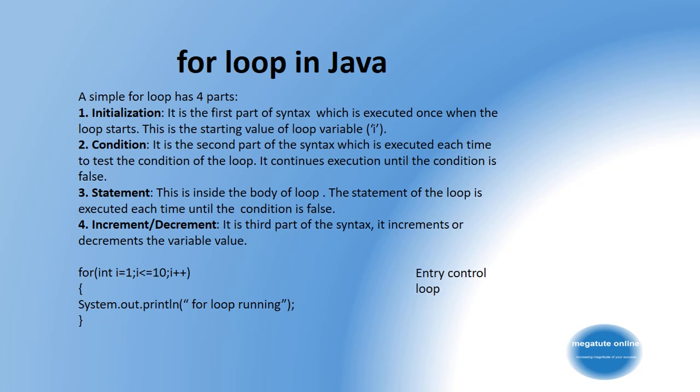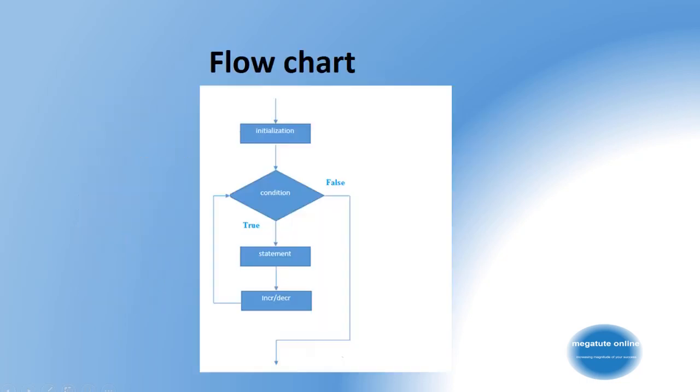Now this loop, the for loop, is called an entry control loop. Why is it called an entry control loop? Because the condition is being checked here at the entry of this loop. Whenever we are entering the loop, we are checking the condition. So this kind of loop is called entry control. Okay. Let's see the flow diagram of this loop.